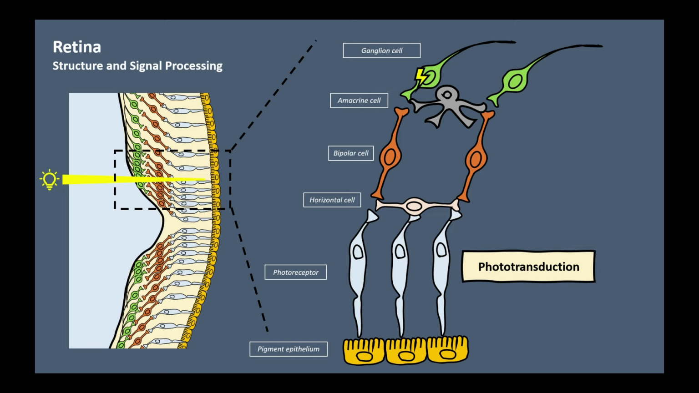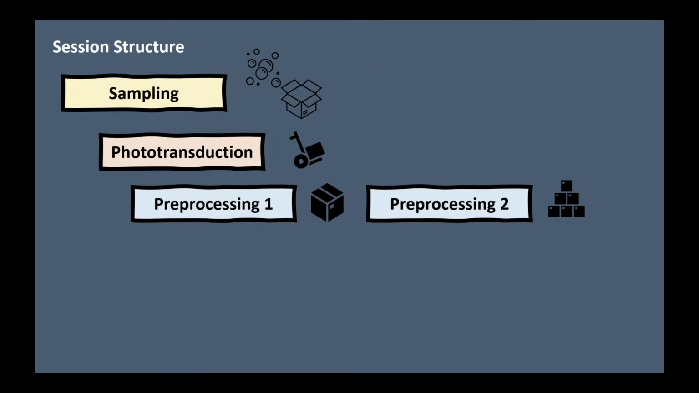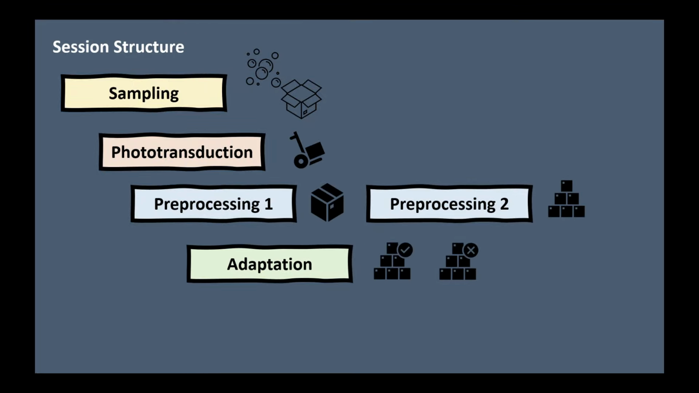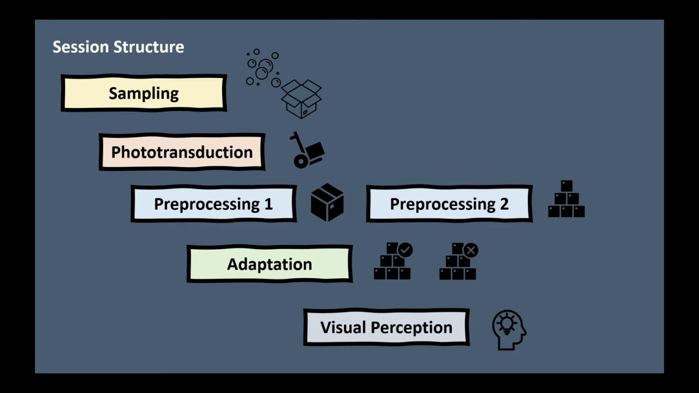In addition to this vertical pathway from sensory to output neurons, the retinal circuit includes many lateral connections provided by horizontal cells in the outer synaptic layer and amacrine cells in the inner synaptic layer. In this retina session, we discuss the important aspects of retina function: sampling, phototransduction, 2 steps of pre-processing, and adaptation. Also, we will discuss both the neural mechanisms by which they are achieved and their consequences for visual perception.